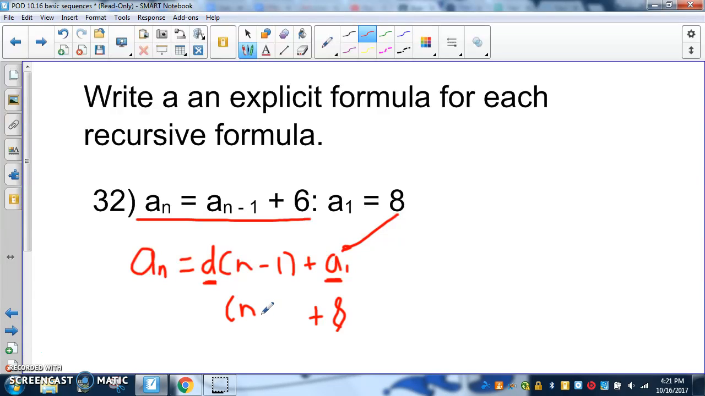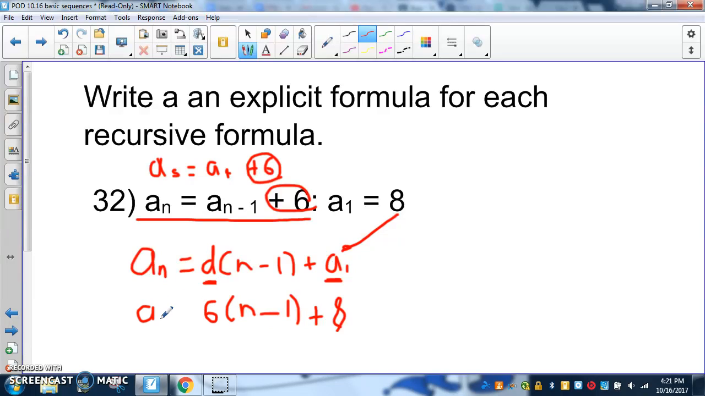The difference comes from our recursive formula. Remember, recursive means that it's a formula inside a formula. In other words, in order to find a sub 5, I would need to take the number before that, a sub 4, and add 6 to it. But this right here, that plus 6 at the end, that's your common difference. They already gave that to us. So we're going to actually just go down here and plug in 6 for D.